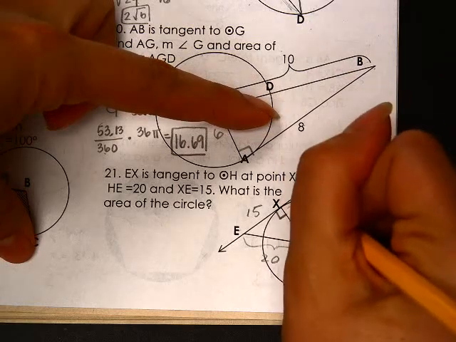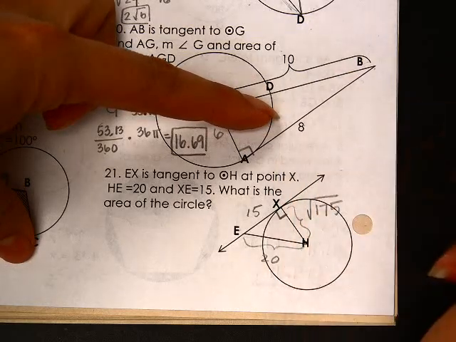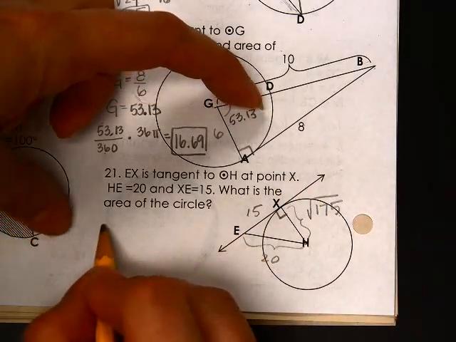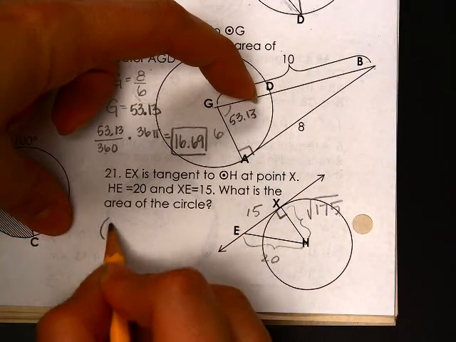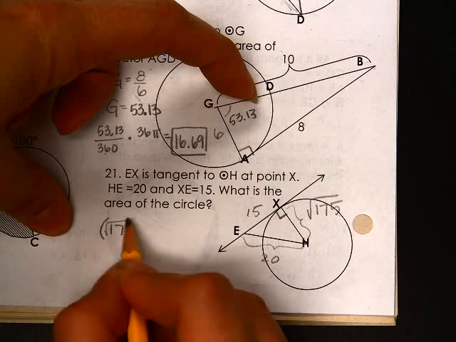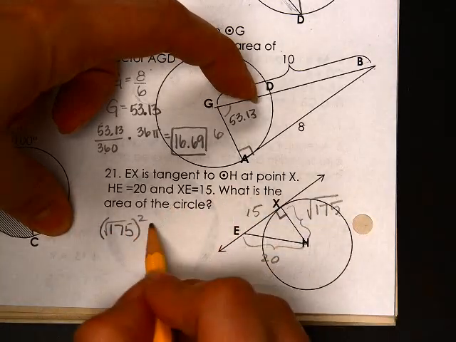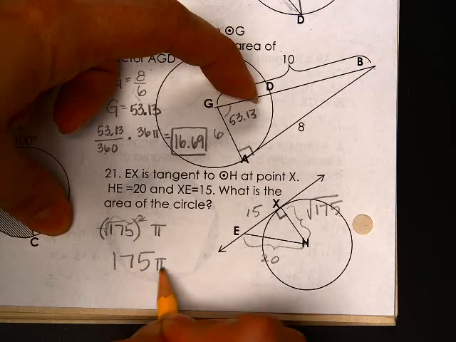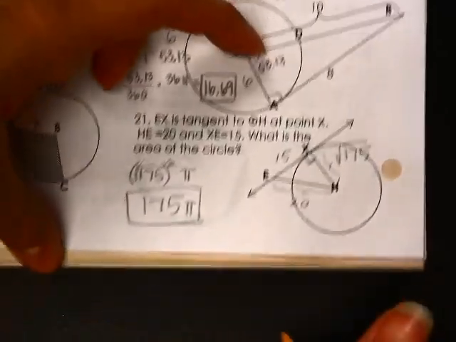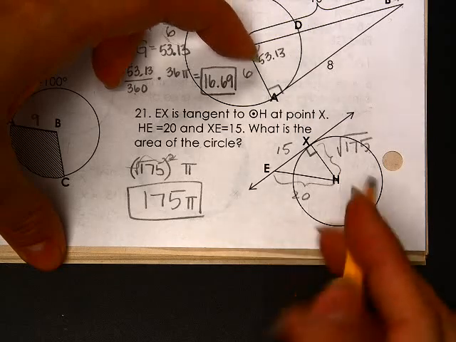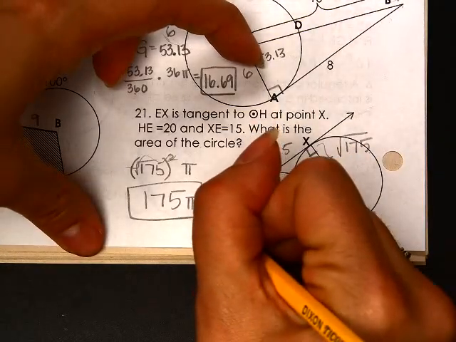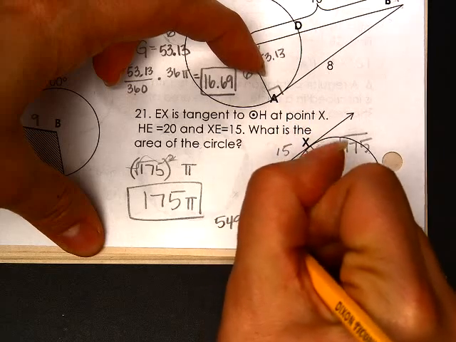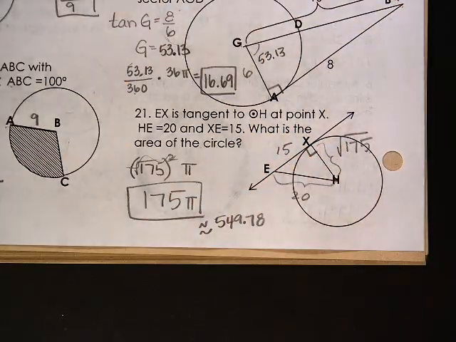I end up getting root 175, which I'm just going to leave like that, because when I find the area of my circle, I'm supposed to take root 175 and square it, which undoes everything, multiply it by pi, so ultimately I get exactly 175 pi, and it is beautiful and pretty. Now, if you didn't see that and you got it as a decimal, and then you had to get your area as a decimal, then you would have 549.78 as the approximate answer there.